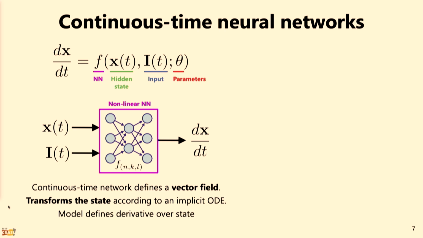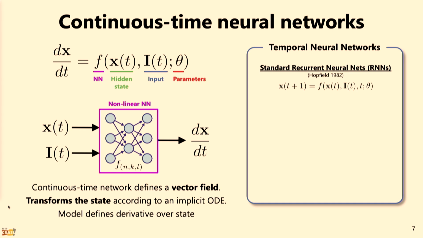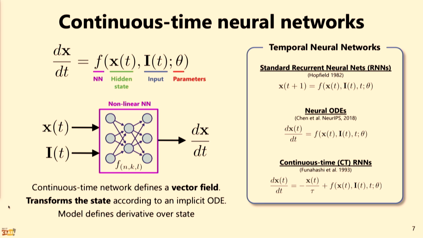We started with the continuous time neural network framework. In continuous networks, the solution or the neuron is defined by a series of differential equations. These models are a kind of temporal neural network, which includes standard recurrent neural networks, also neural ODEs, continuous time CTRNNs, and now liquid networks.